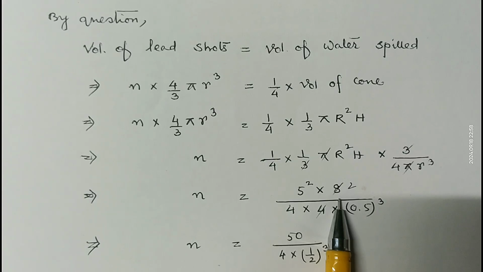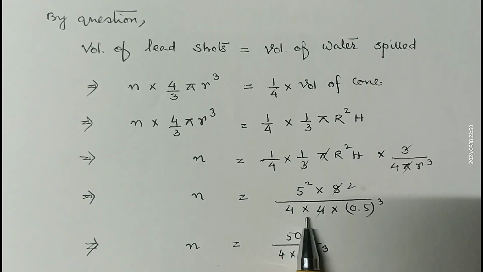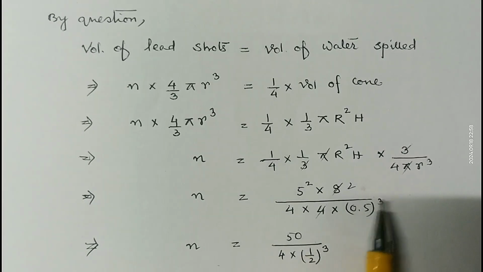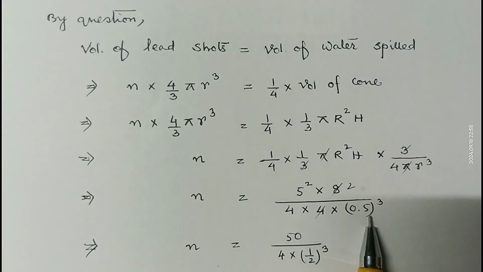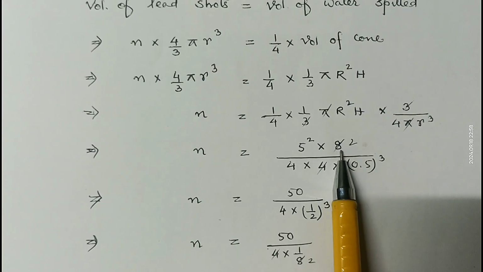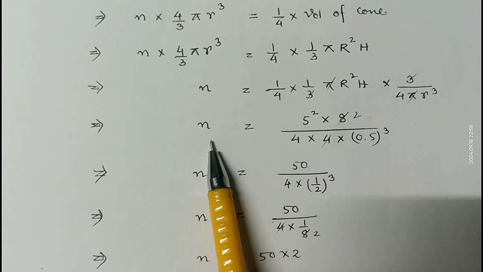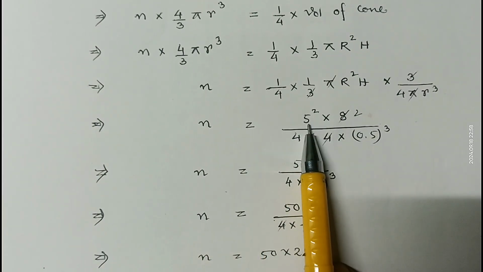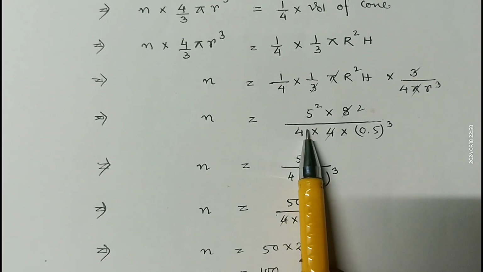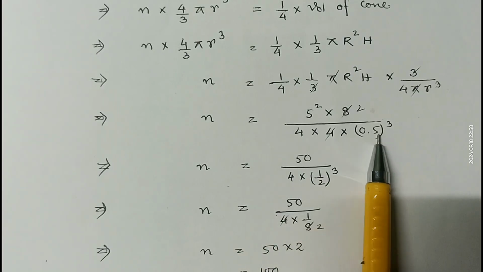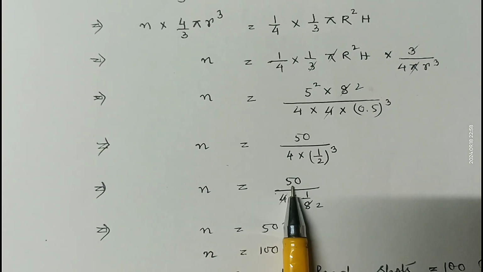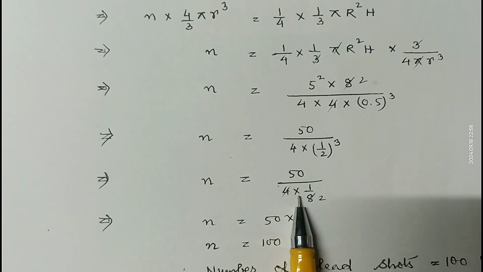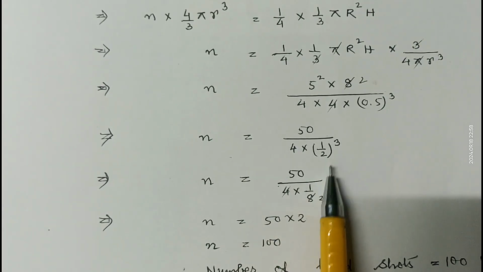So we have written 8 divided by 4 into r cube. The radius of each lead shot is 0.5, so it will be 0.5 cube. Now 8 and 4 can be cancelled, it will be 2. So n equals 5 square is 25, 25 times 2 is 50, divided by 4 into 0.5, which means 1 by 2, 1 by 2 cube.